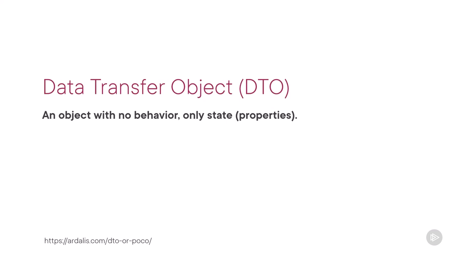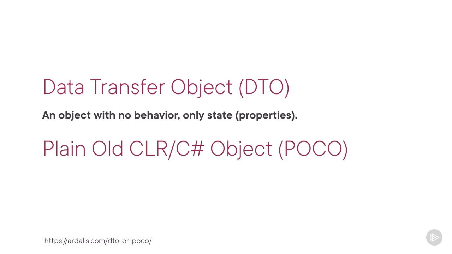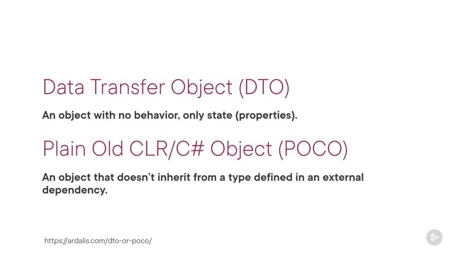Many people confuse these with POCOs, which is another acronym. A POCO is a plain old CLR or C# object. DTOs are POCOs since DTOs generally just inherit from System.Object. But not all POCOs are DTOs since a POCO could have methods and therefore behavior.